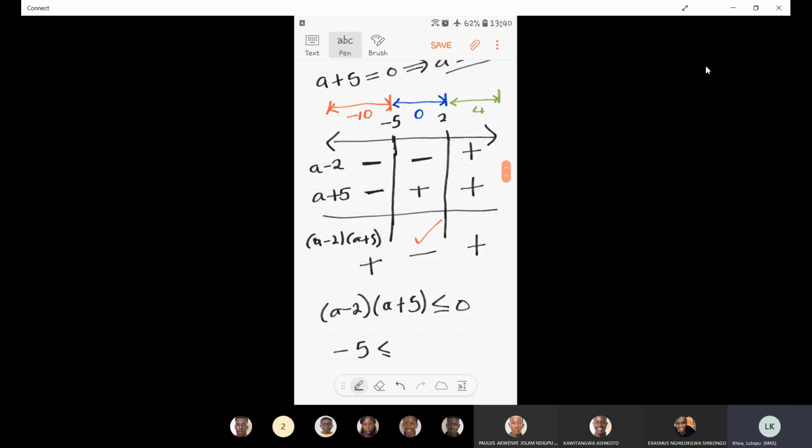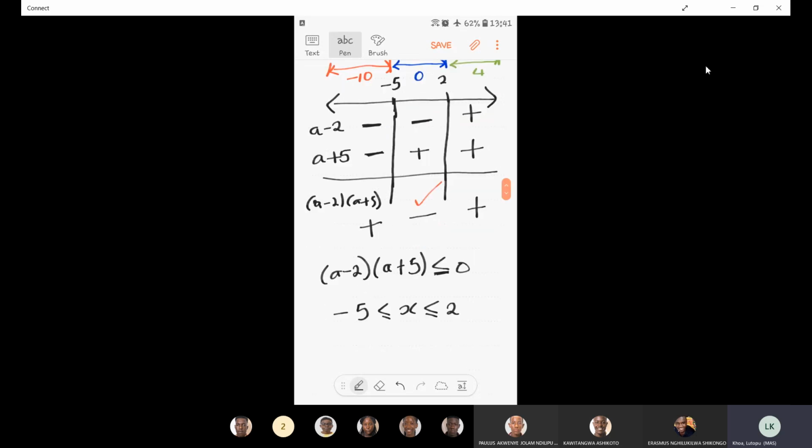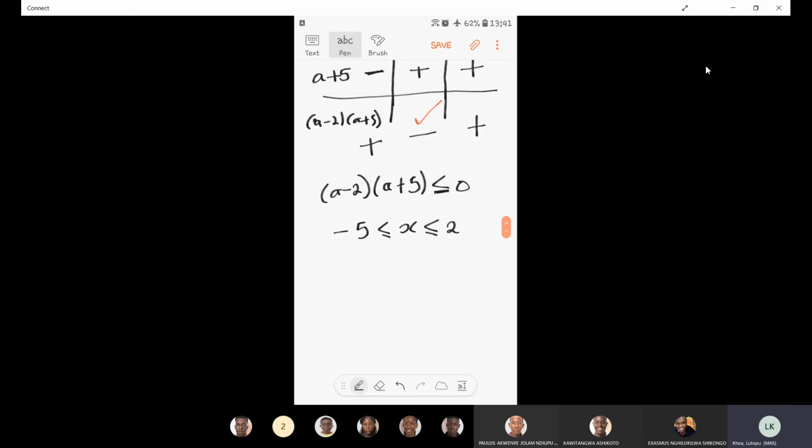Less than or equal to. I put less than or equal to because in the question it was less than or equal to x, and this is less than or equal to 2. So if x is between minus 5 and 2, then it will satisfy your solution. Then you can also draw this on your number line to represent it.